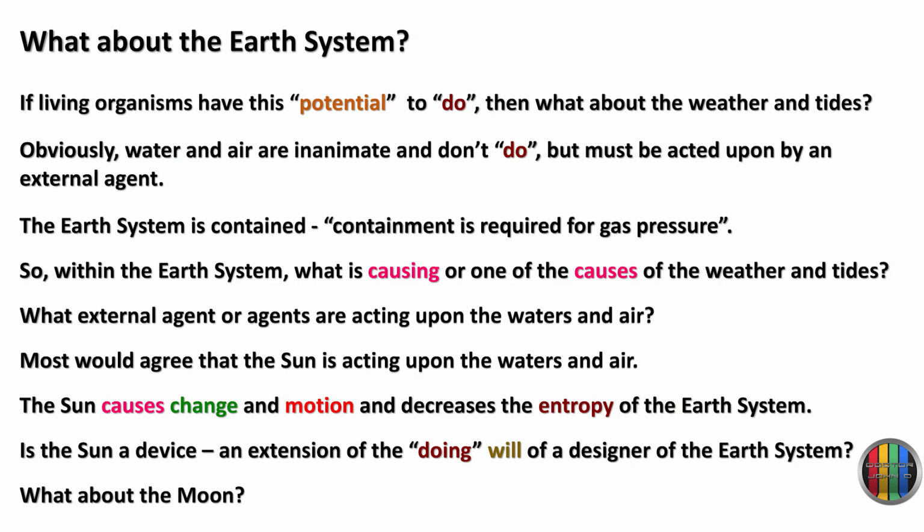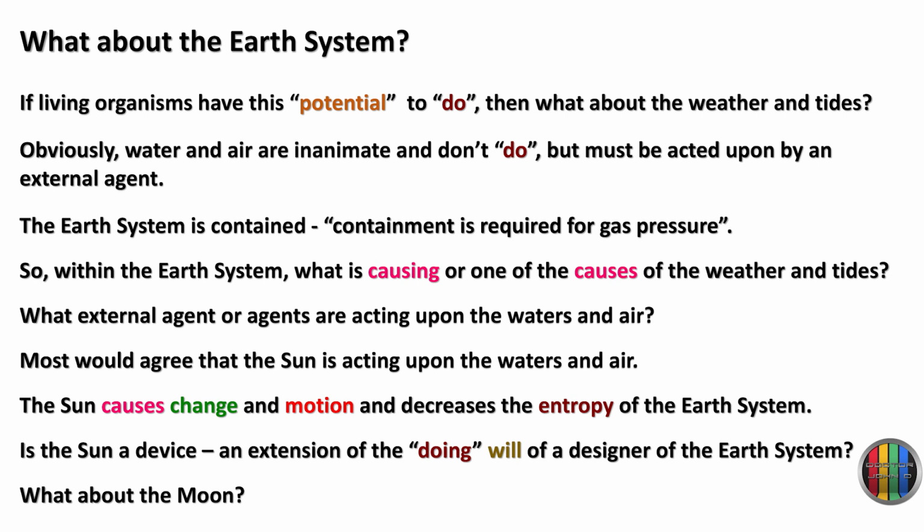What about the Earth system? If living organisms have this potential to do, then what about the weather and tides? Obviously, water and air are inanimate and don't do, but must be acted upon by an external agent. The Earth system is contained. Containment is required for gas pressure. So within the Earth system, what is causing or one of the causes of the weather and tides? What external agent or agents are acting upon the waters and air?